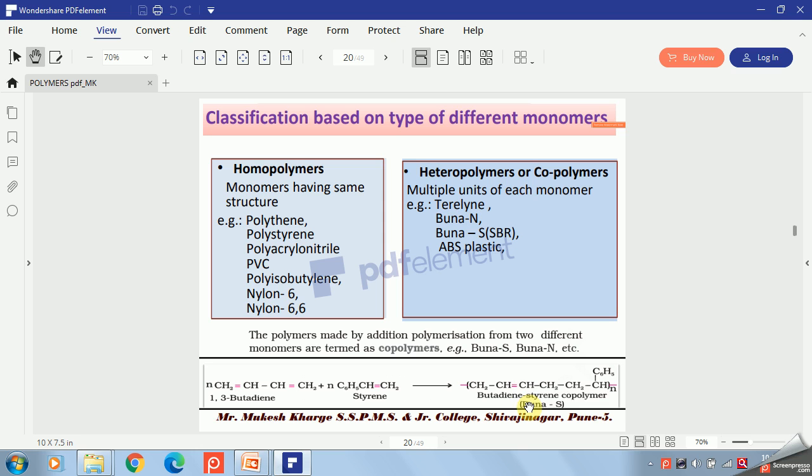Then one more example is ABS type of plastic. Here acrylonitrile, butadiene and styrene are the monomers which get involved to form this ABS plastic. Acrylonitrile butadiene styrene polymer.